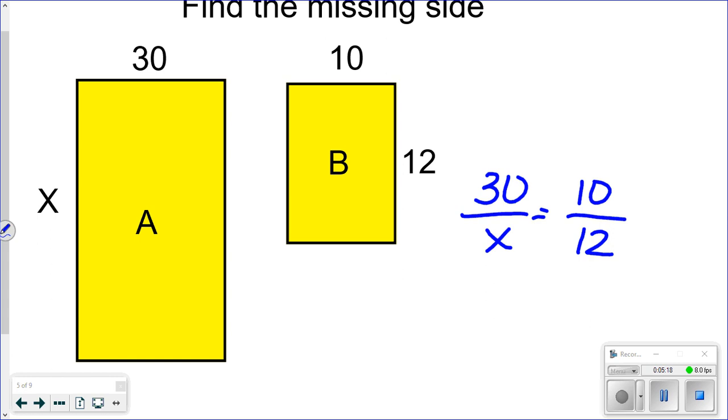Now you're going to solve just like normal. 30 times 12 divided by 10. And you should get 36. So the missing side is 36.